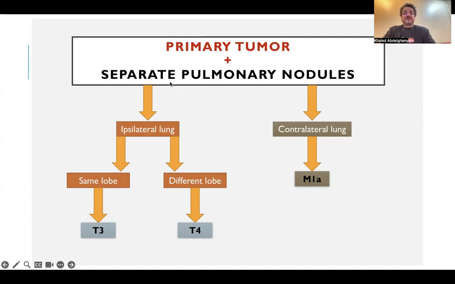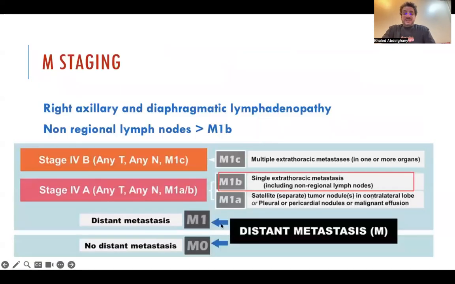So separate pulmonary nodules, if they are in the same lung, will play a role in the tumor staging, but only if they are present in the contralateral lung, like in our case, if the nodule or nodules are present in the left lung, it will cause the metastasis staging to be M1A. All these possibilities are not available in our case, but I mention it because we talked about M1A in this classification to understand what's going on here.